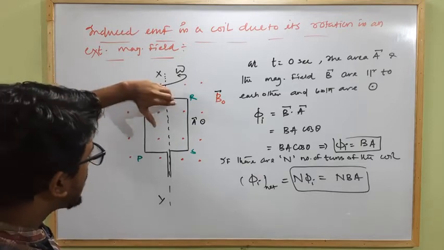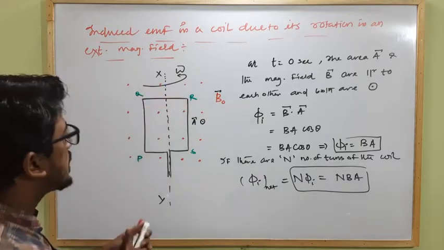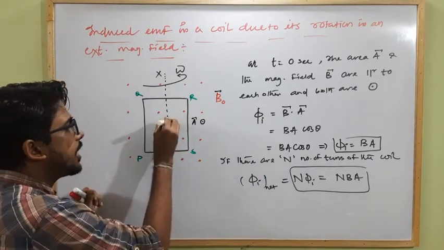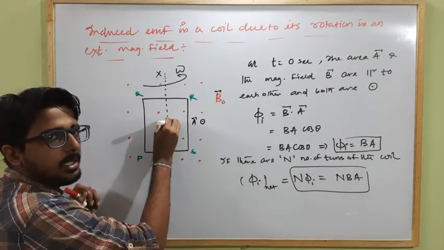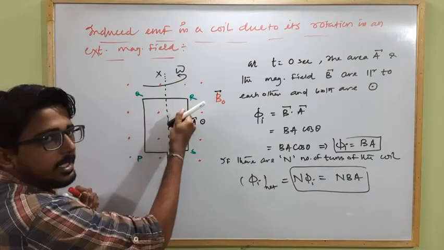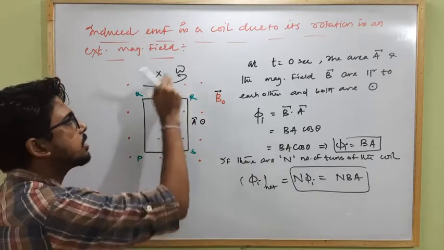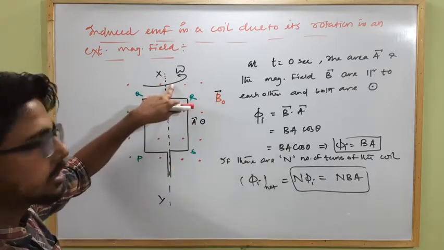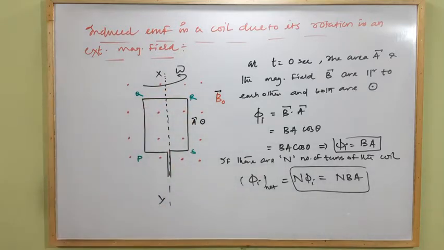Then the coil will start to rotate, so at each and every instant the angle between the area vector, which is initially along the external magnetic field direction, will start to vary. So at any instant, what is the value of flux linked with this coil? So now we have to calculate that.